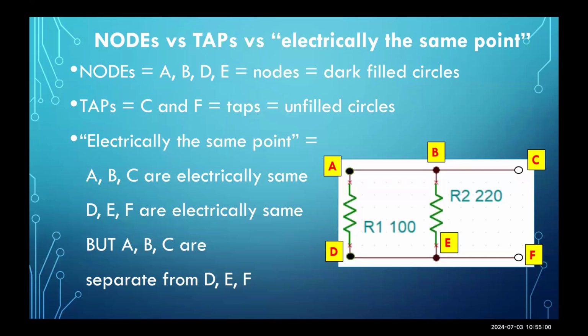Taps, and I show C and F as being taps. They're defined as taps, and they are unfilled circles on schematics. Unfilled because those are going to be connection points for your digital multimeter. Now let's look at the phrase, electrically the same point. Points A, B, and C at the top are electrically the same point. What I mean by that is point A, point B, and tap C, are they attached to each other with a 0 ohm wire?